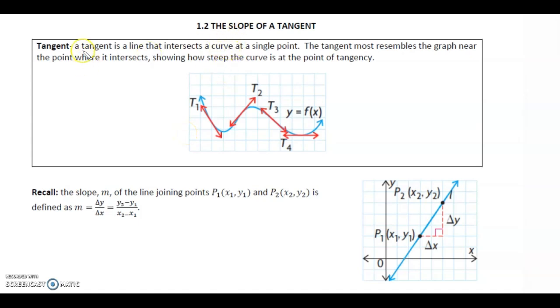1.2, the slope of a tangent. So the definition of tangent. A tangent is a line that intersects a curve at a single point. Okay, this is the highlight here, single point.